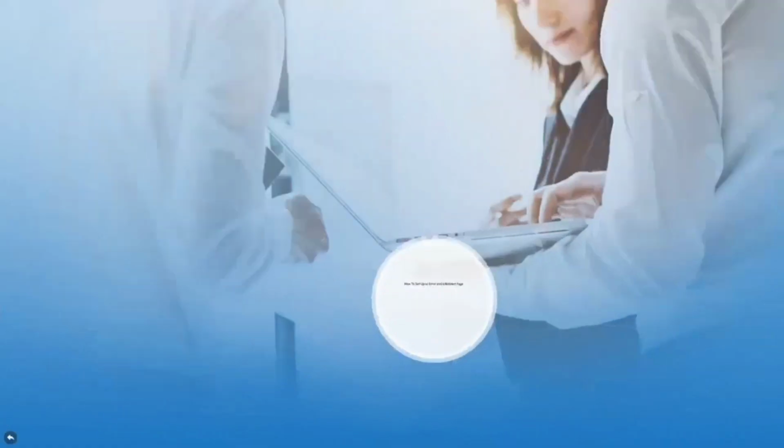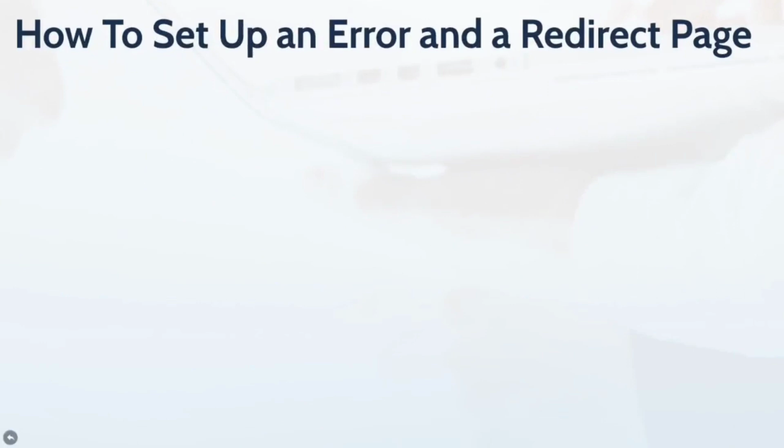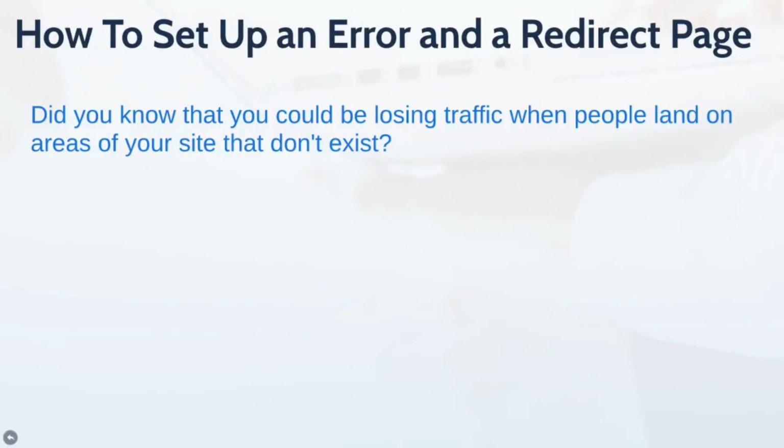Welcome to video number 6, and in this particular video we're going to talk about how to set up an error and redirect page. Did you know that you could be losing traffic when people land on certain areas of your website that don't exist? Over the years of maintaining your website, you'll have pages and elements, videos, zip files, whatever, that will disappear. They will have been indexed by Google, and if somebody clicks on that through Google and comes to your website, it will lead to what we call a 404 error page.